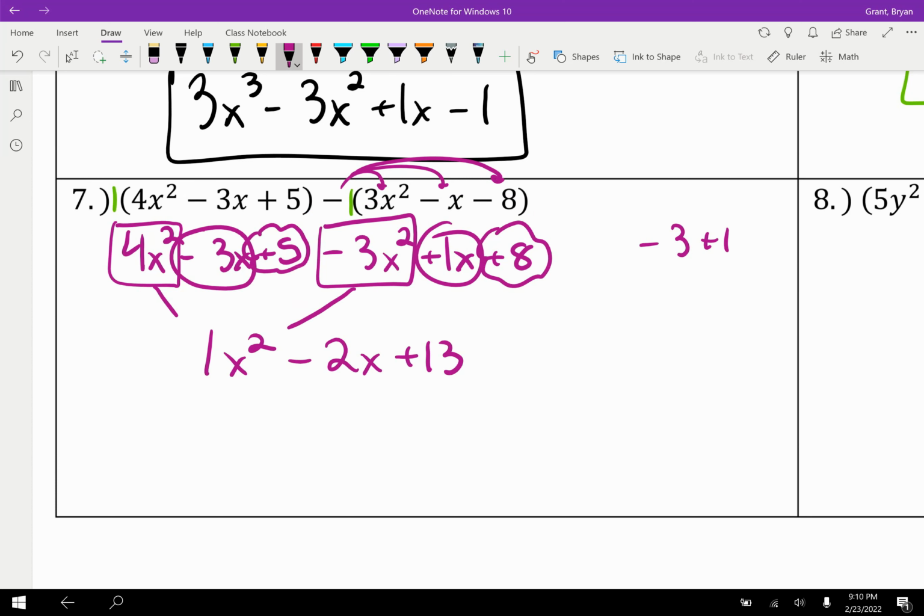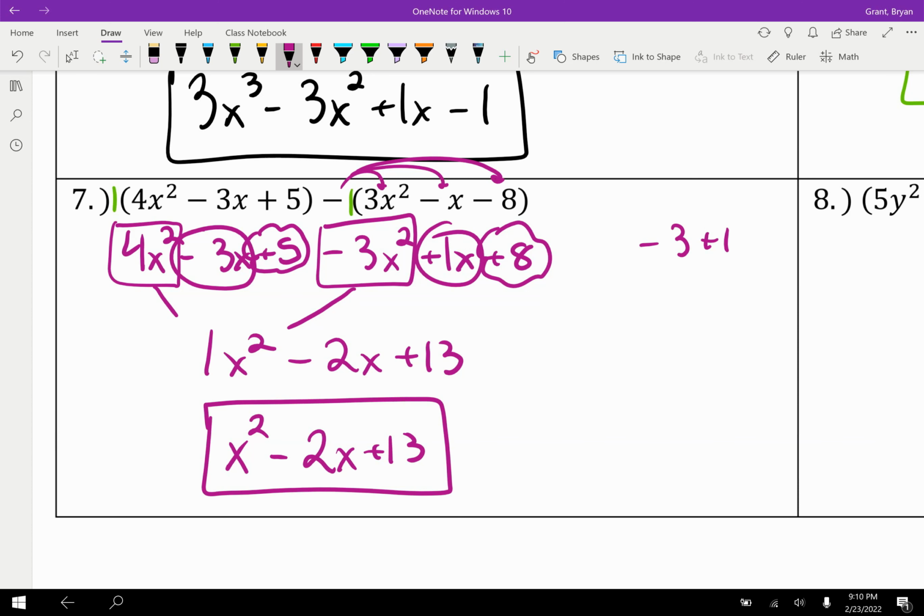This is in standard form, largest exponent first. If this was on a multiple choice question on the test, they would almost certainly drop the 1 in front of the x squared. They try to write as little as possible for the answer.